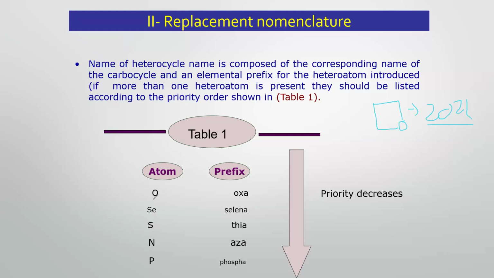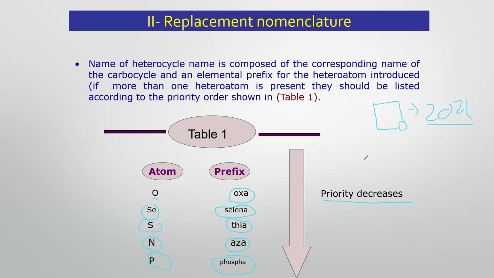So what you have to remember is that when you see oxygen in the heterocycle, the prefix for that oxygen is oxa. For sulfur, it's sulfa, or you can say thia, more commonly thia. For nitrogen, it is aza. For phosphorus, it is phospha. And for selenium, it is selena. Okay, so remember this.